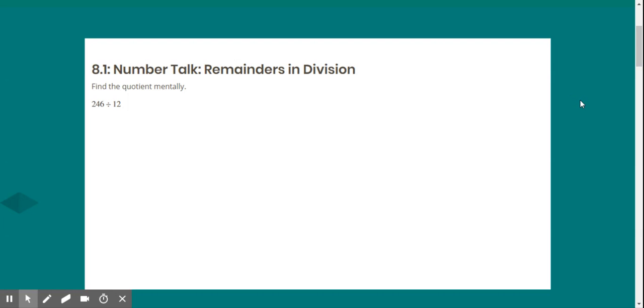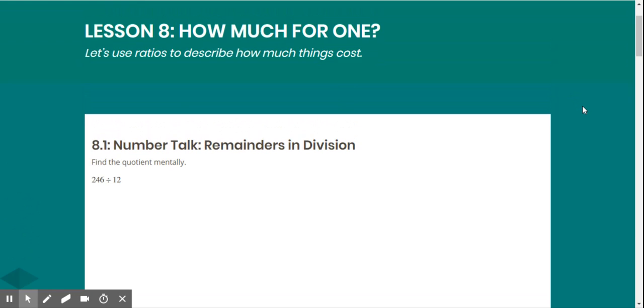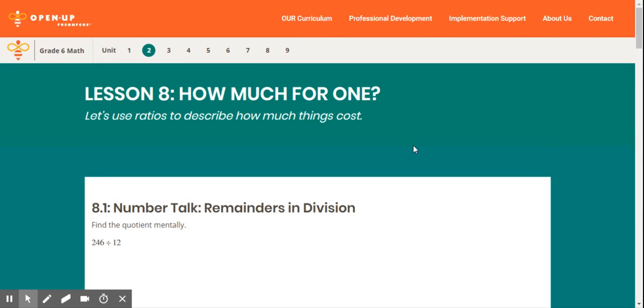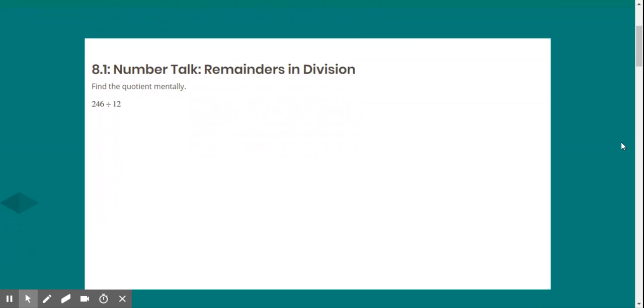So let's take a look at lesson 8 from unit 2 of 6th grade math. Here we are building up the idea of unit price. We're not at unit rate yet, so we don't need to use that vocabulary yet, but unit price is kind of where we're heading with this.